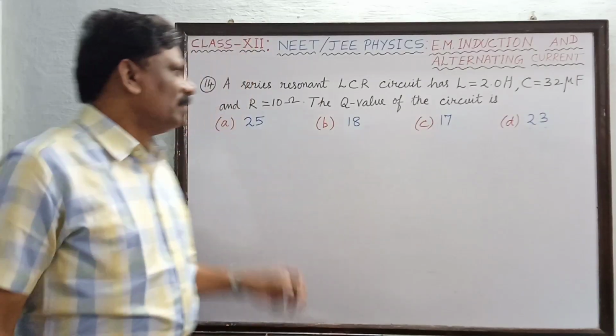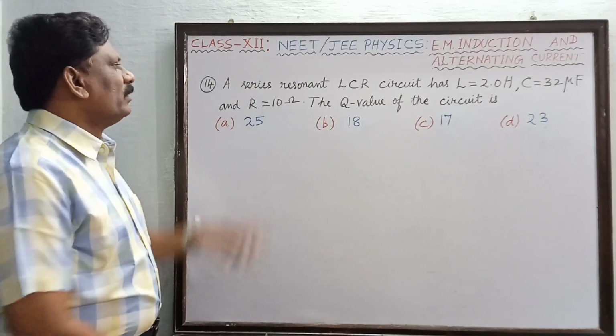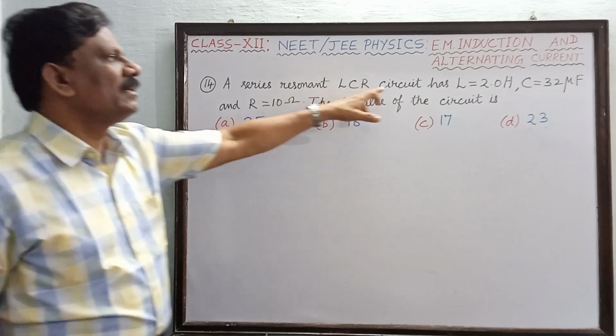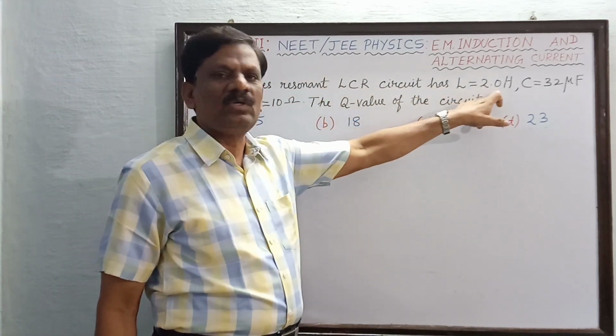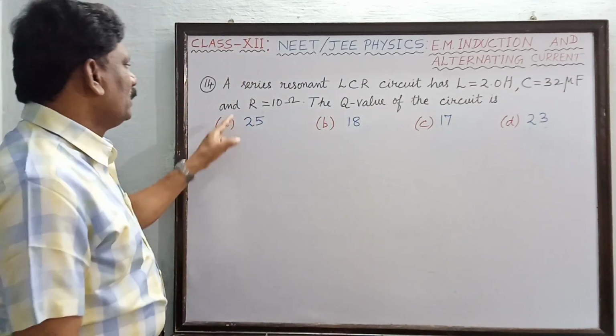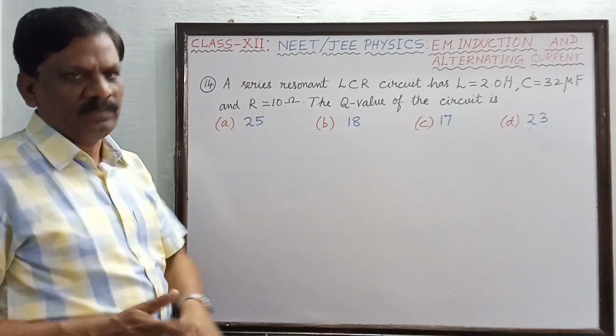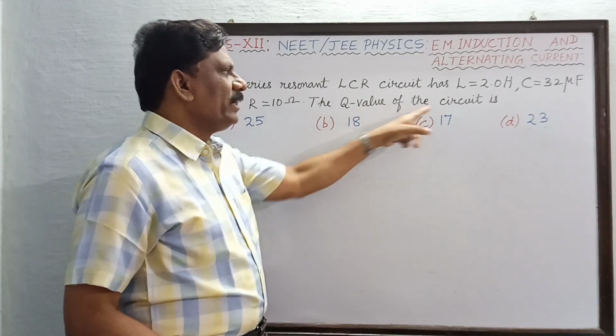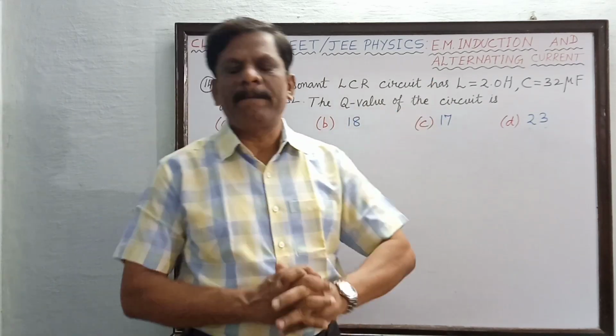Hi students, problem number 14. A series resonant LCR circuit has L equal to 2 Henry, C equal to 32 microfarad and R equal to 10 ohm. The Q value of the circuit has to be determined.